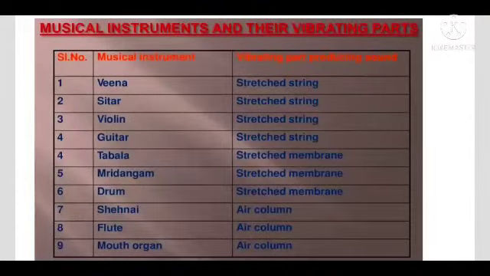Here is a table showing musical instruments and their vibrating parts. Veena, sitar, violin and guitar have a stretched string as the vibrating part producing sound. Tabla, mridangam and drum have a stretched membrane as the vibrating part producing sound. Shehnai, flute and mouth organ have an air column as the vibrating part producing sound.